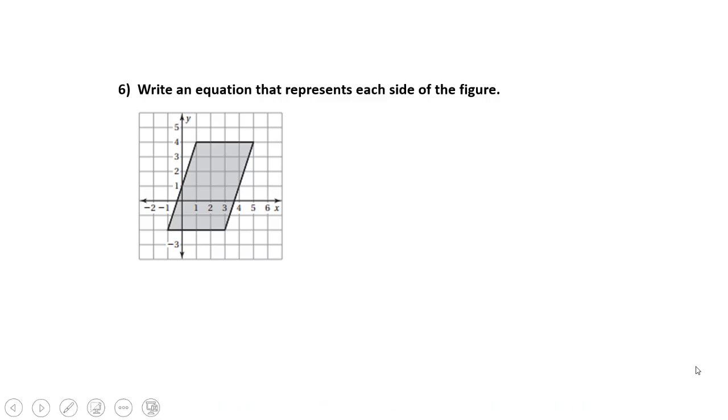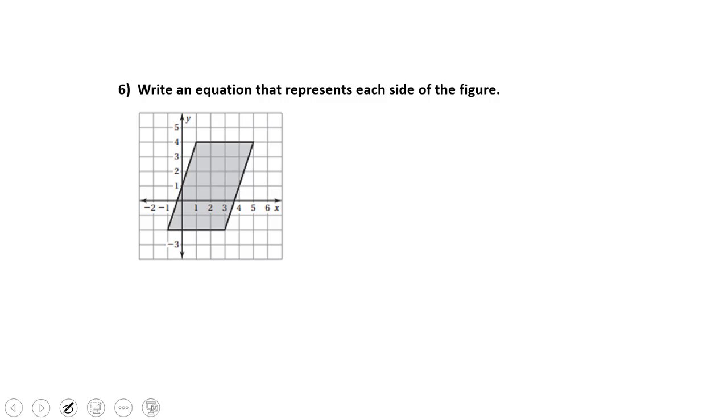Alrighty, ladies and gentlemen, let's get busy with video number 2 on writing equations of lines, most likely in slope-intercept form. The first thing they're asking us to do is to write the equation that represents each side of this figure. We just spent a whole video writing equations of lines from graphs. So this one, there's a few things that might be a little new to us.